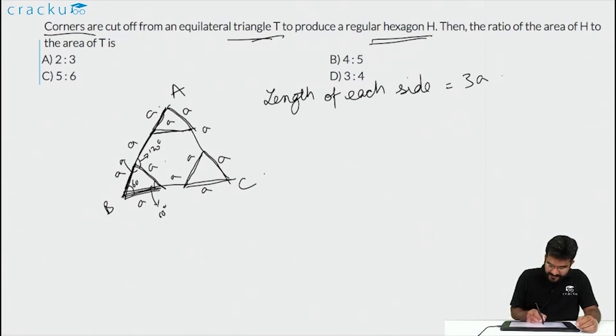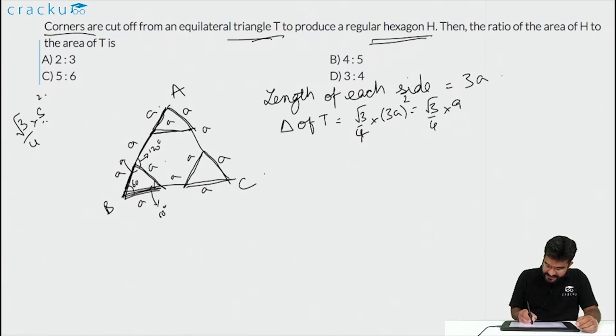Therefore, the area of the equilateral triangle, area of T, is equal to, we know the formula for the area of an equilateral triangle, which is root 3 by 4 into S square, where S is the length of each side. In this case, it will be root 3 by 4 into 3A square, which will be root 3 by 4 into 9A square. Now we can use the formula to find the area of the hexagon of side A, but if you are not able to remember it, we'll just calculate the total area of the three smaller equilateral triangles and subtract it from 9A square to find the area of the regular hexagon.